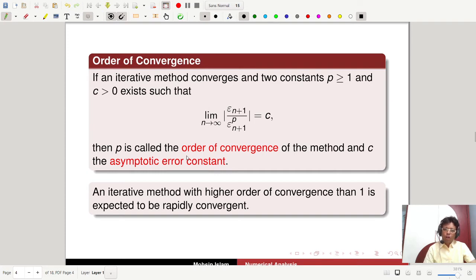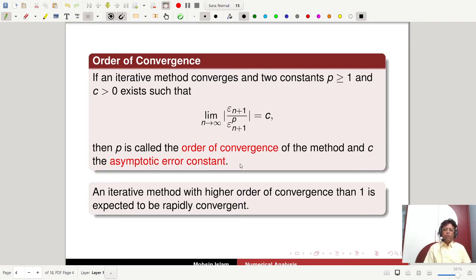Now, what is the order of convergence? That is a very important definition, and you need to calculate somewhere the order of convergence of the method. In every method, there is an order of convergence. If an iterative method converges and two constants p greater than or equal to 1 and c greater than 0 exist, such that the limit as n goes to infinity of modulus of epsilon (n+1) divided by modulus of epsilon n, whole to the power p, equals c. So this is the relation, and p is called the order of convergence of the method, and c is called the asymptotic error constant. So the order of convergence of the method is very important.